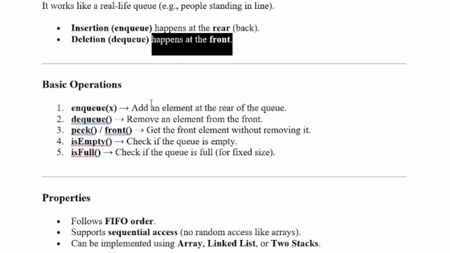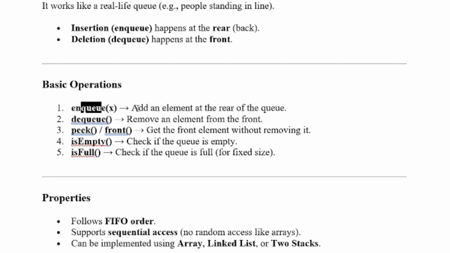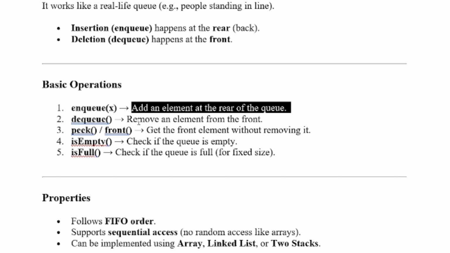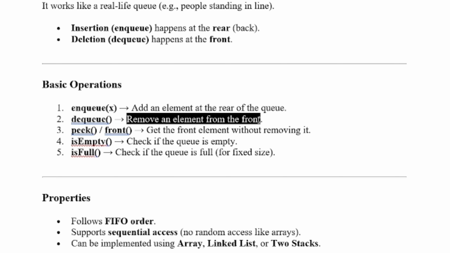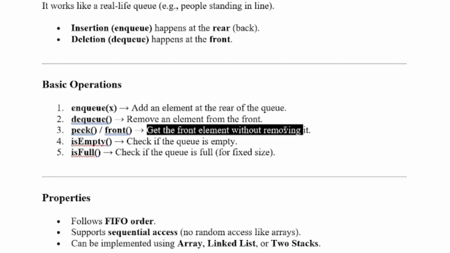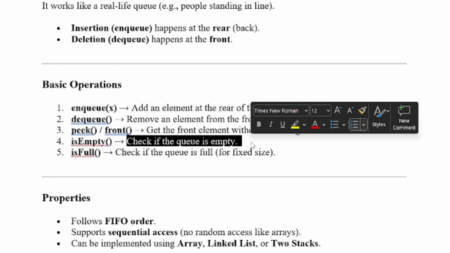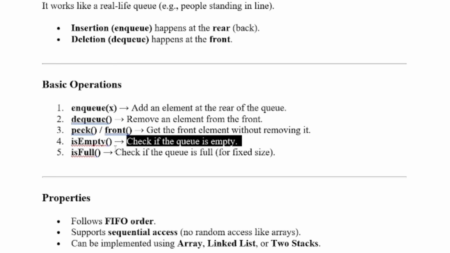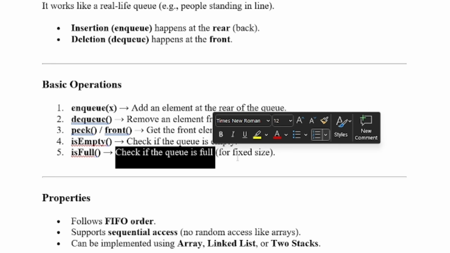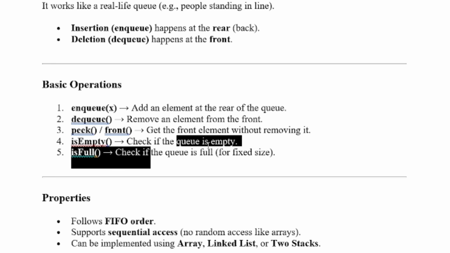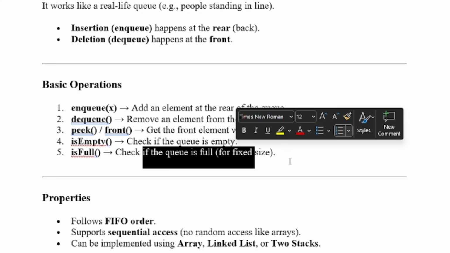You can see here the basic operations on the queue. First is enqueue. Enqueue means add an element at the rear of the queue, and dequeue removes an element from the front. And what is peek or front? Get the front element without removing it. IsEmpty checks if the queue is empty, and isFull checks if the queue is full for the fixed size.